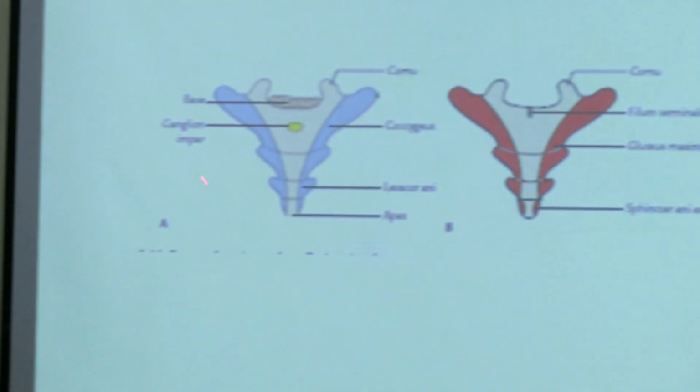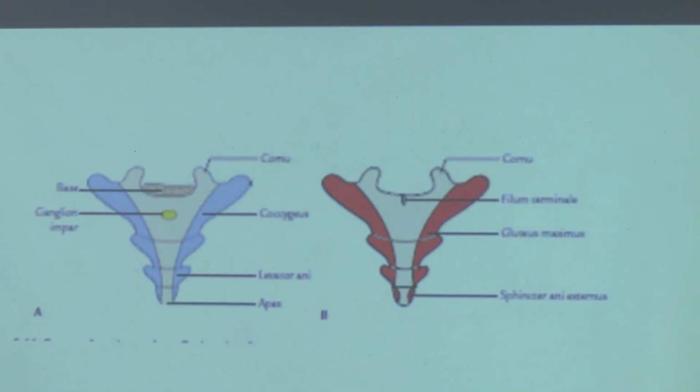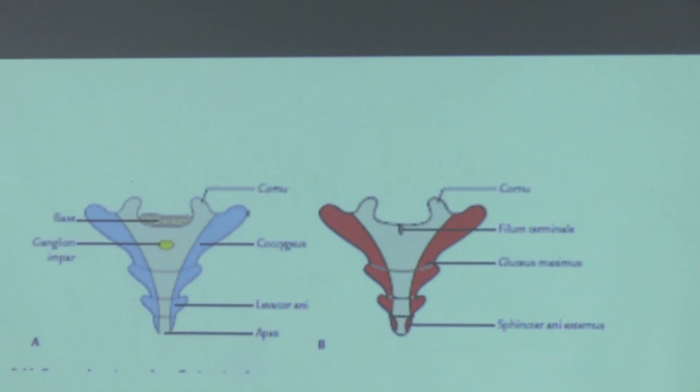Now these are the muscle attachments. First we will see the pelvic surface, and then we will go to the dorsal surface. For the pelvic surface, I am talking about the coccyx only now. On both sides we have the coccygeus muscle, the upper two parts of the coccyx, and here will be the levator ani. The lower end of the apex is related to the external anal sphincter and the anococcygeal ligament.